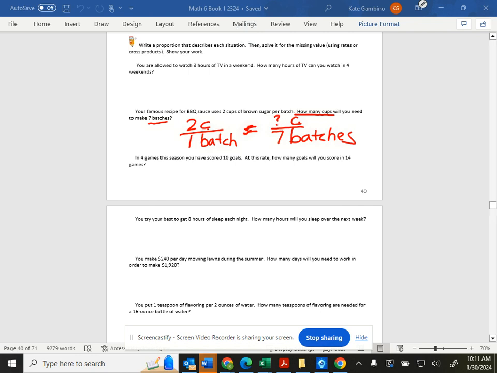So how did I go from 1 batch to 7 batches? I multiplied by 7. Whatever I multiply the bottom by, I multiply the top by. You are correct, it would be 14 cups. Okay, but we have to know how to set it up in order to find the answer. Our practice test is tomorrow, real test on Thursday.